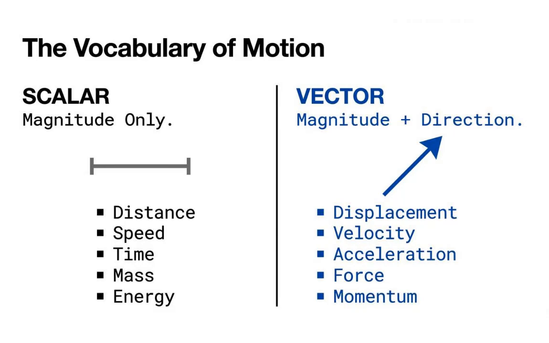When we talk about motion, it's important to understand the difference between scalars and vectors. Scalars are quantities that have only magnitude, like distance, speed, time, mass, and energy. These tell us how much, but not the direction. On the other hand, vectors include both magnitude and direction. Examples of vectors are displacement, velocity, acceleration, force, and momentum. You can think of a vector as an arrow pointing in a certain direction, showing not just how much, but where it's going.